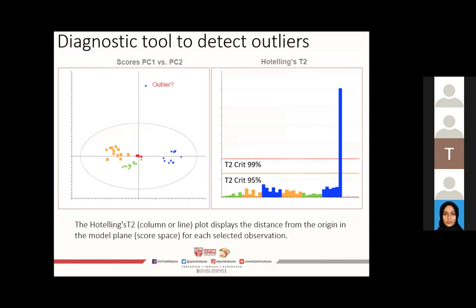Diagnostic tools to detect outliers. The Hotelling's T2 column plot displays the distance from the origin in the score space for each selected observation. It is common to have about 5% of samples lie outside the ellipse. We need to investigate the seriousness of this outlier. For this, we can use the Hotelling's T2 plot. Values larger than the 95% confidence limit are suspect, and values larger than the 99% confidence limit are serious outliers.